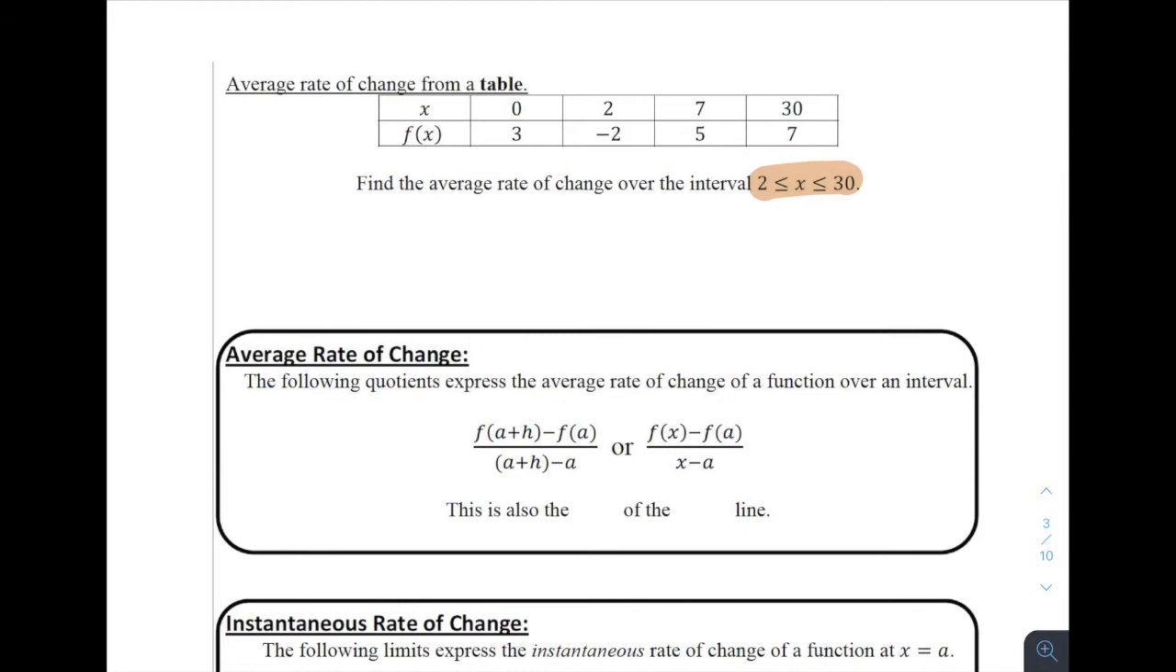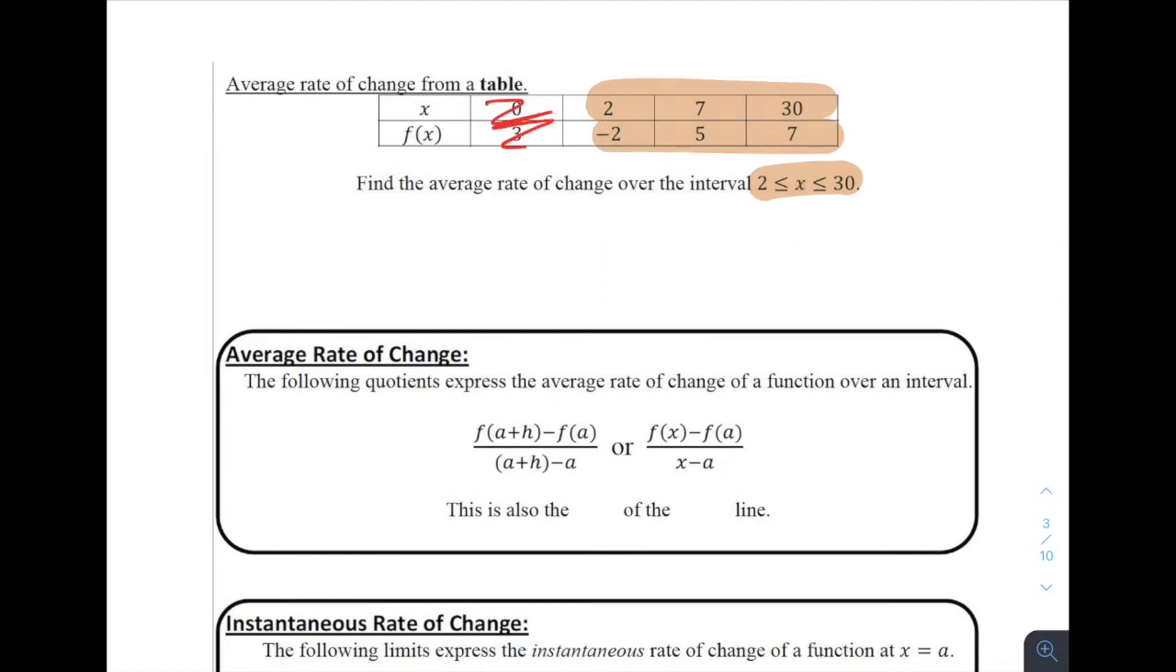Very frequently on the AP exam, they will give you a table that has actually more information in it than you need. So in this case, we're only talking about the x values between 2 and 30, so I'm only looking really at these values over here. I'm not worried at all about this over here.